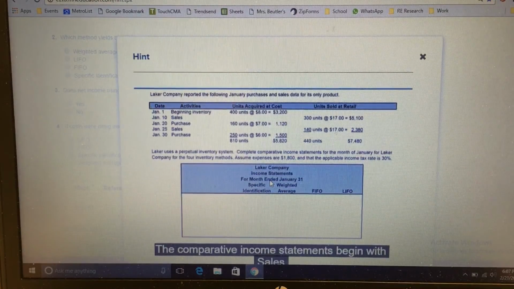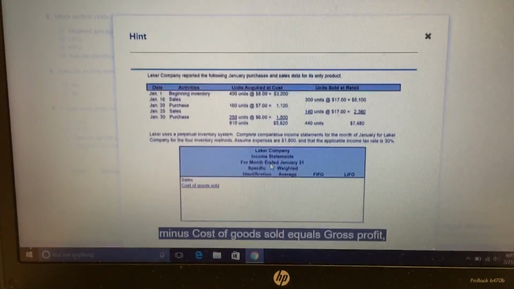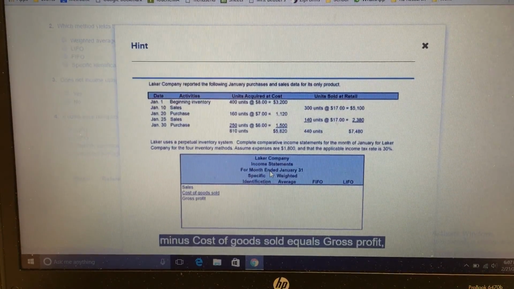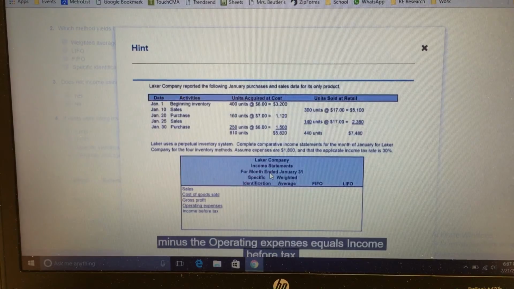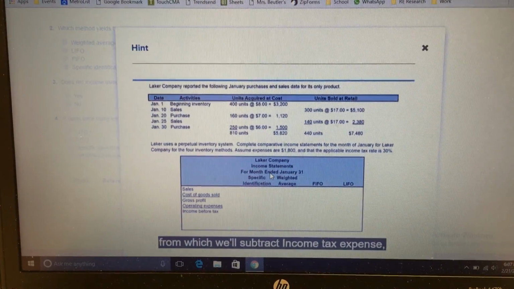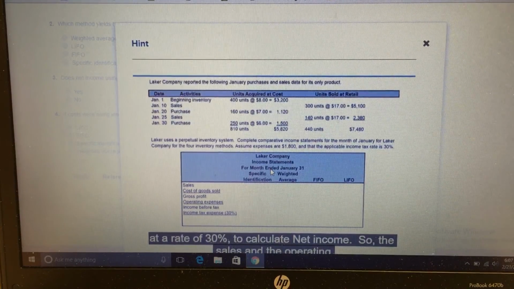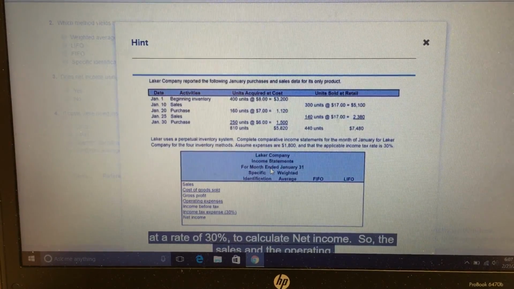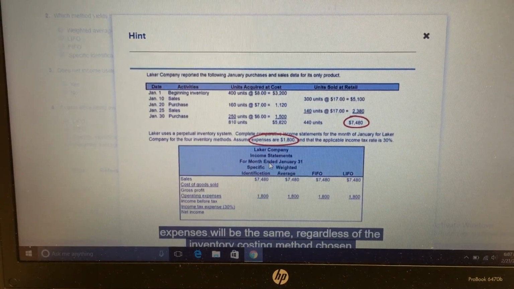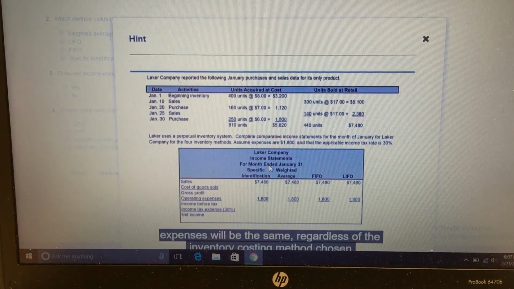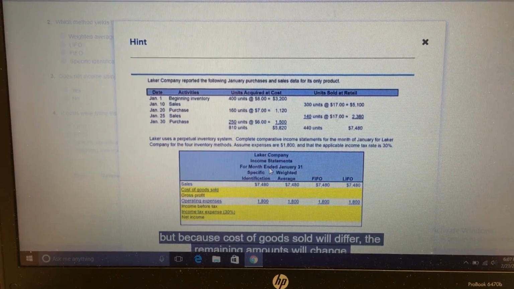The comparative income statements begin with sales, minus cost of goods sold, equals gross profit, minus the operating expenses, equals income before tax, from which we'll subtract income tax expense at a rate of 30% to calculate net income. So the sales and the operating expenses will be the same regardless of the inventory costing method chosen. But because cost of goods sold will differ, the remaining amounts will change.